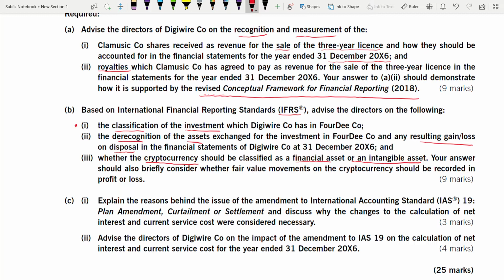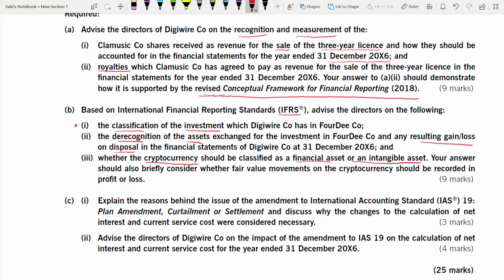If there is no appropriate standard, you will not see a standard for cryptocurrency. Okay, so don't break your head if you're thinking that there's no IFRS such for cryptocurrency, but there is an IFRS for financial asset and intangible asset. IFRS 9 is for financial asset. For intangible asset, we have another standard.